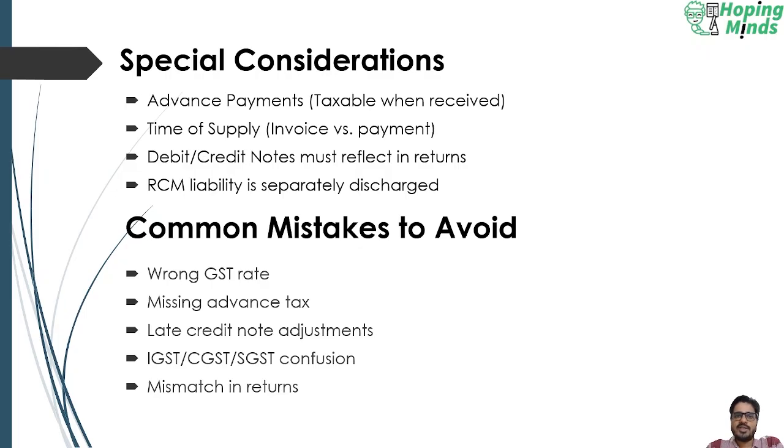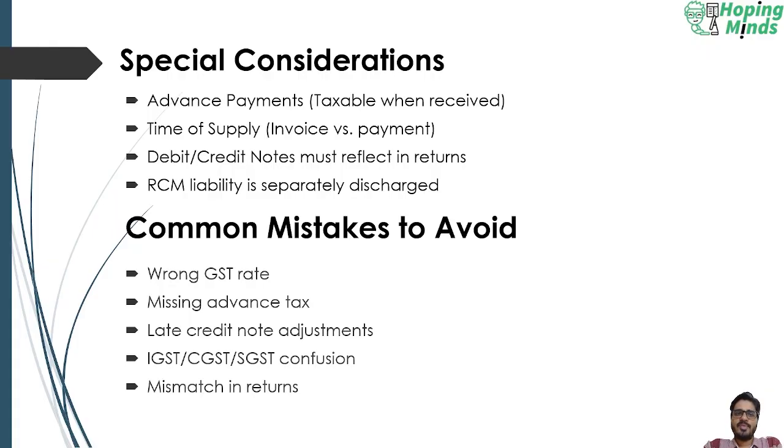So what are the special considerations? Before discharging the final output tax liability, certain factors must be kept in mind. Advance payments are taxed at the time of receipt. In case of goods, there is no GST liability on advance against goods, whereas in case of supply of services, advance attracts GST. Then time of supply is a crucial factor to determine the taxability. Time of supply in case of goods and services is different under GST.